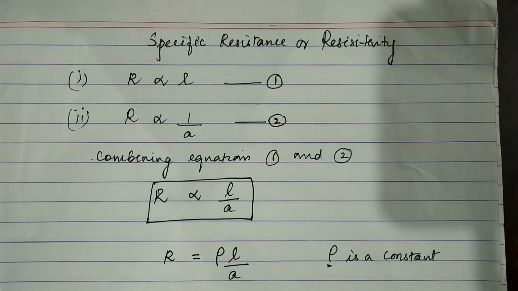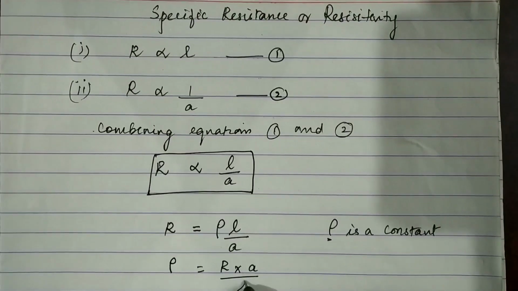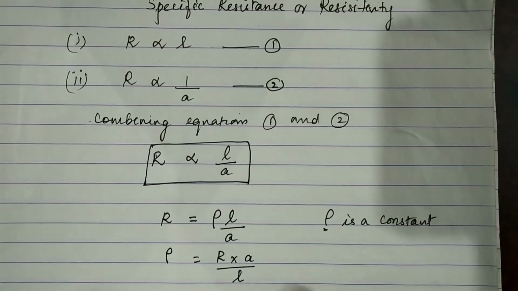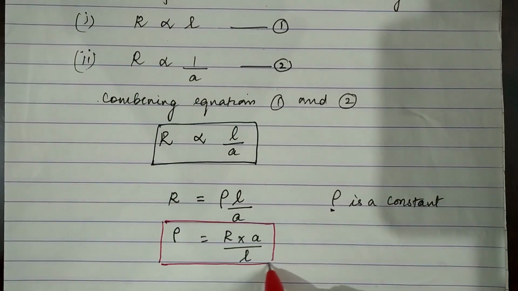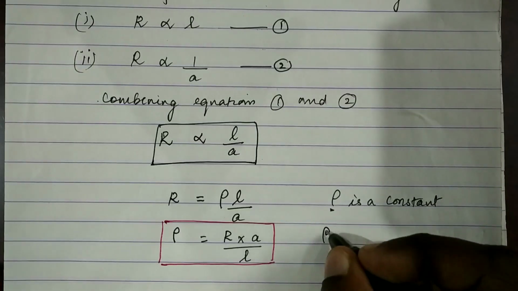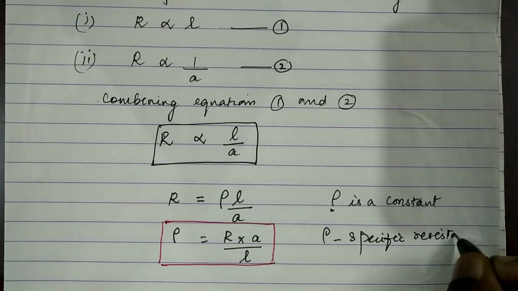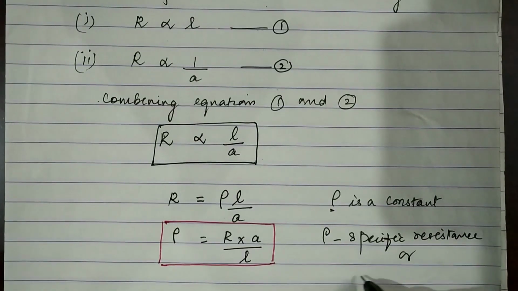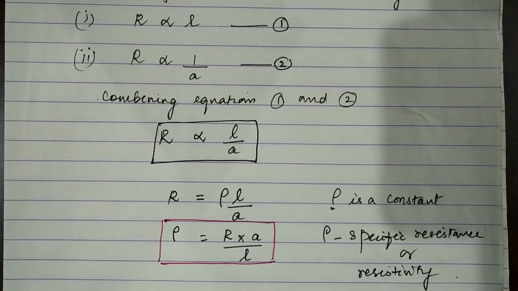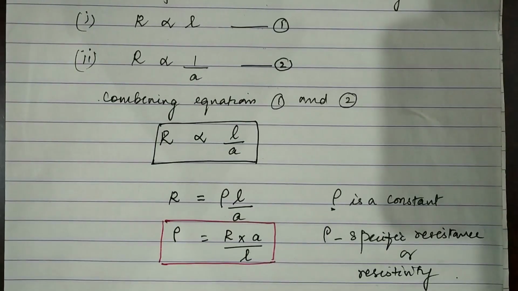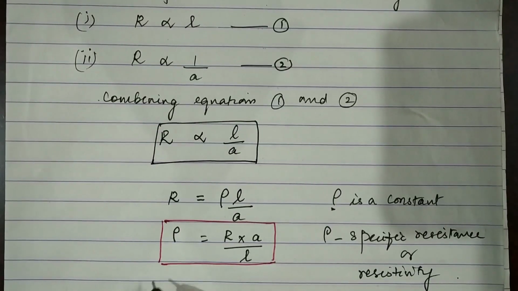So what is rho? Then rho will be R into A by L. Okay, so this rho is specific resistance, or resistivity. Okay, actually rho is a characteristic property of the wire. Now let us define resistivity.